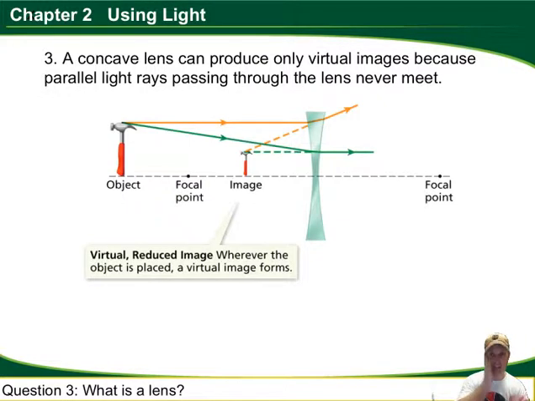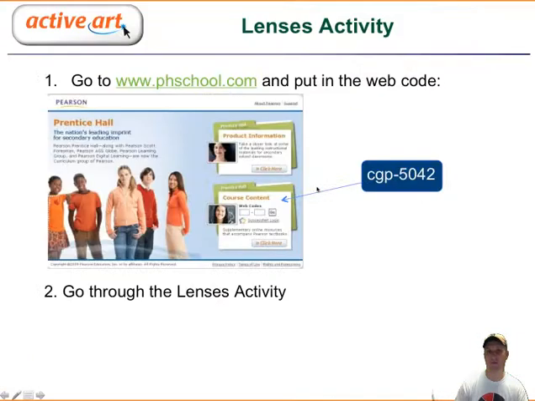In a concave lens, we can only get virtual images because these light rays pass through and never meet. They're always going to be virtual. So no matter where I put the object, further than the focal point or closer than the focal point, those light rays are never going to converge and meet. You're never going to see the focal point, and so you'll just get a virtual image. And thus, convex and concave lenses are used a lot for eyesight, which we're going to talk about.